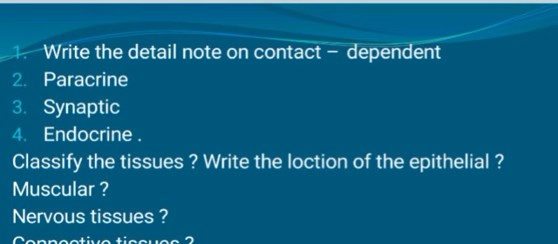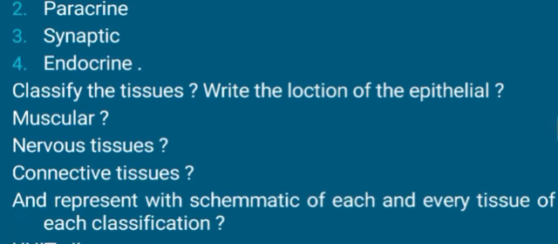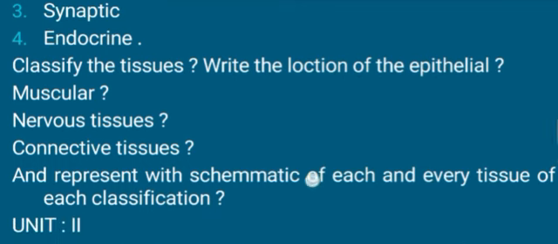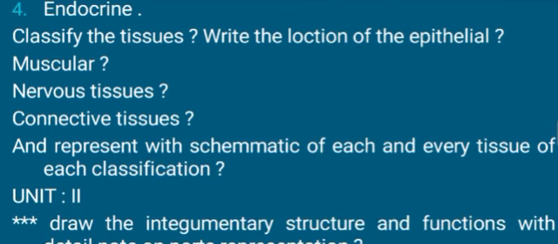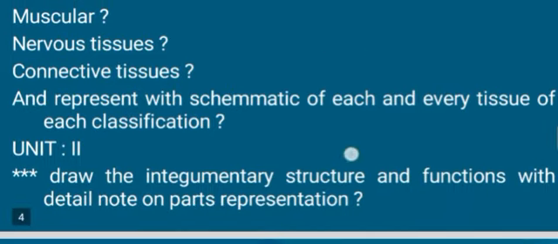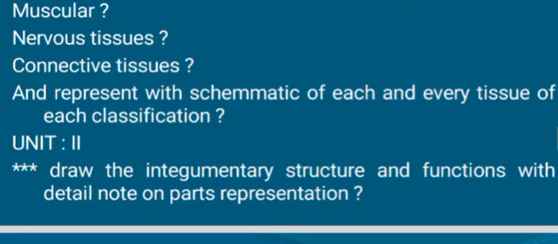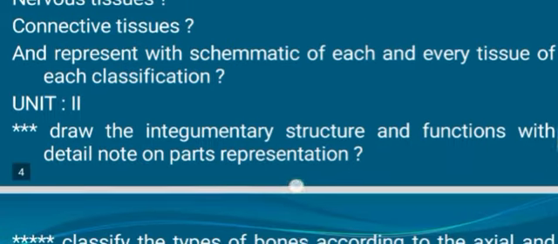And next question is classify the tissue. Write the location of epithelial, muscular, nervous, connective tissue. And this is the most important question regarding the paper, and try to study the diagrammatic representation also for each and every tissue, and also application of the muscular, nervous, connective. Okay, and see the schematic of each and every tissue of each classification.